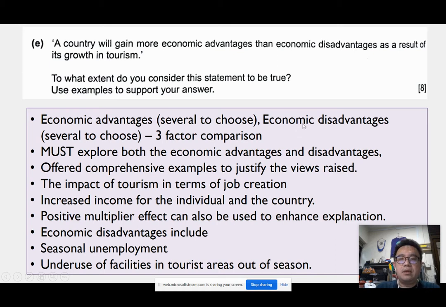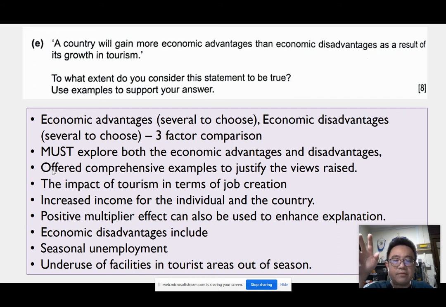You need to pick and have a three-factor comparison, right? I want to emphasize this. You have to have a three-factor comparison to have enough breadth of scope covered so that you will probably be considered for a full L3 answer. You must explore both the economic advantages and disadvantages because that is locked in the question itself, right? So if you don't explore both sides, you only choose to take one side, I'm very sorry, you're not answering the question.